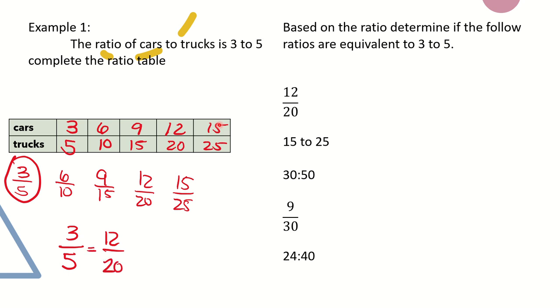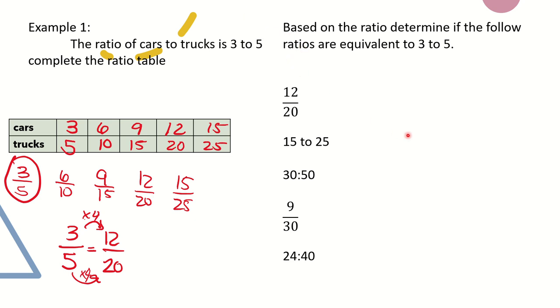Remember, whatever we do to the top, we do to the bottom, or whatever we do to the bottom, we do to the top. So in this case, I can go 3 times 4, and that's going to give me 12. Let's see if we can use this same scale factor for 5. So 5 times 4, does that give me 20? Yes, it does. So in this case, they would be equivalent or equal. So let's go ahead, let's try some more practice.